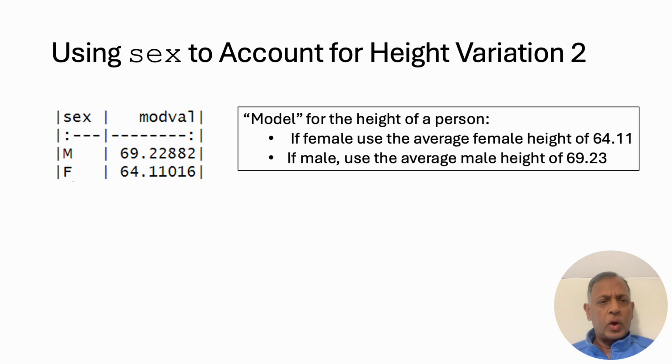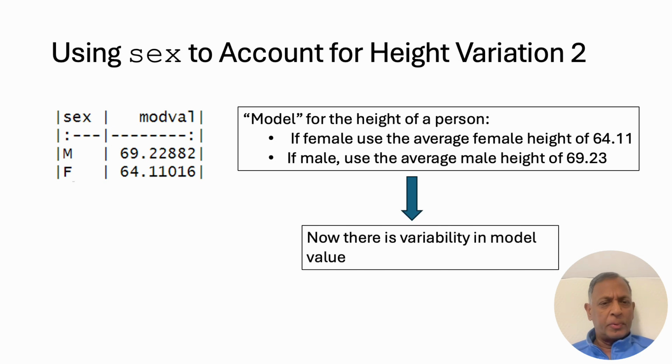Okay, so now we've got the model value. If the person is a female, use the average female height of 64.11. If the person is a male, use the average male height of 69.23. So our model value will be determined based solely on the gender of a person. Now there is some variability in the model value. At least there are two different values.